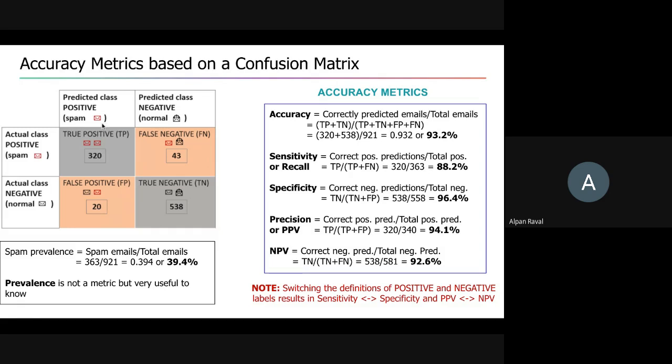Anyone? Without peeking at the calculation. Any thoughts? Any guesses? Just based on this table, how many emails are predicted to be spam by the classifier?